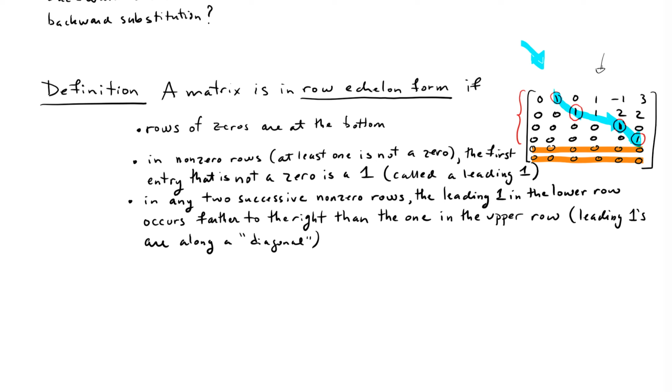If you had a 1 like right there, then in that case you wouldn't have property 3 being satisfied. But here it's not the case.